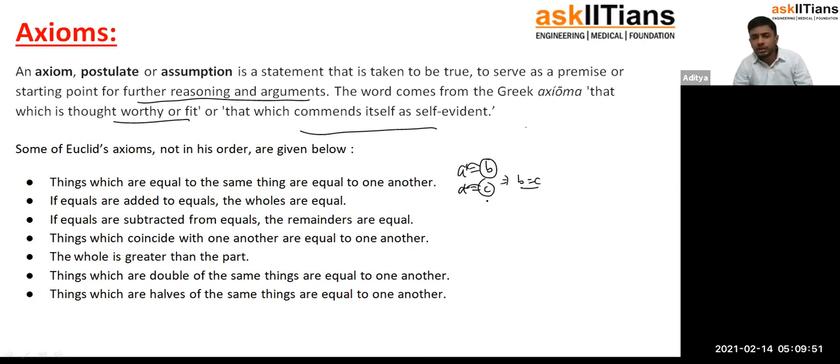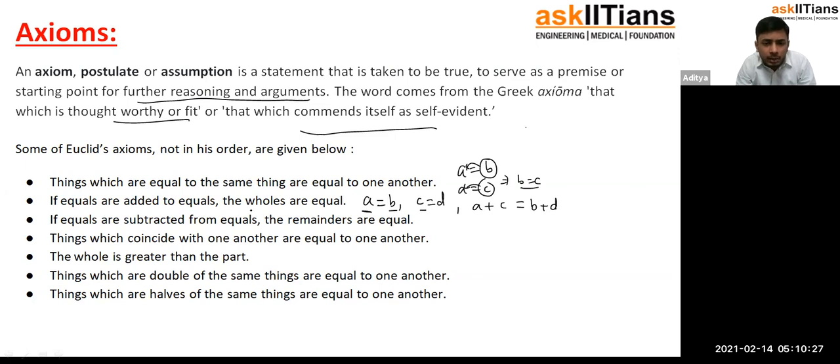So quite a basic fact that we cannot prove, but it is so obvious that it should be true, right? Another thing is if equals are added to equals, the wholes are equal, right? So what we are saying algebraically is that if A equal to B, C equal to D, then if these equals are added to equals, the wholes are equal means A plus C would be equal to B plus D. So algebraically we can represent it in this manner.